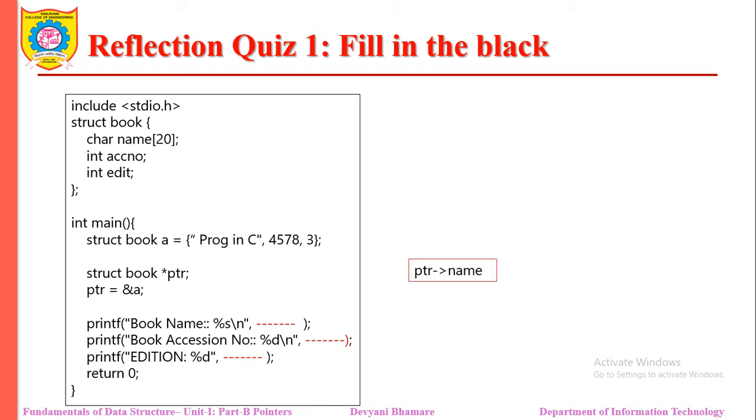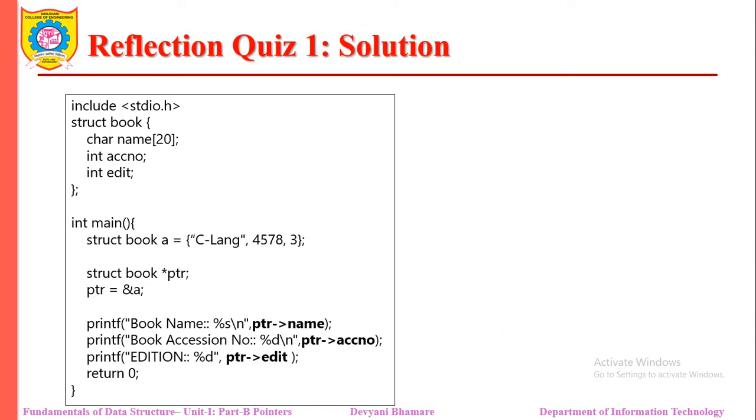Yes, what is happening in this program is that we are using pointers. Now with the help of this pointer, I want to display the name. Where is the name? That is the name member. That's why we are writing PTR arrow operator name. Here we are displaying the accession number, that's why PTR arrow operator accession number, and PTR arrow operator editor. Right? In this fashion, we see how to access the structure members by using a pointer.